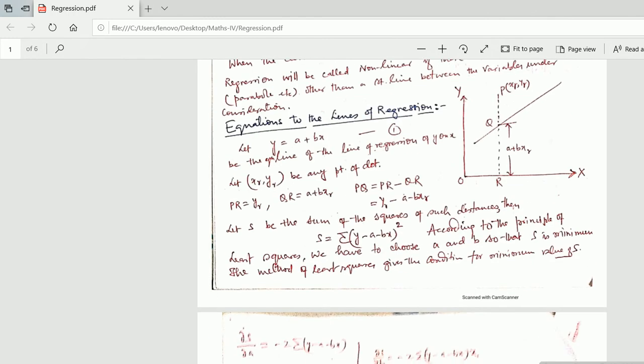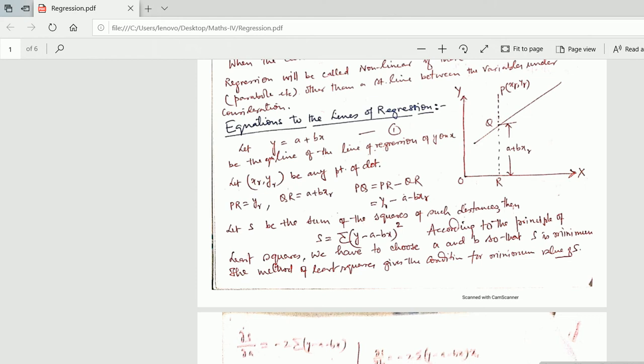Now see the equations to the lines of regression. This is the x-axis and y-axis. Let y is equal to a plus bx be the equation of the line of regression of y on x. Let xr, yr be any point of the dots. PR equals yr, QR equals a plus b xr, and PQ is equal to PR minus QR. So PQ is equal to yr minus a minus b xr.